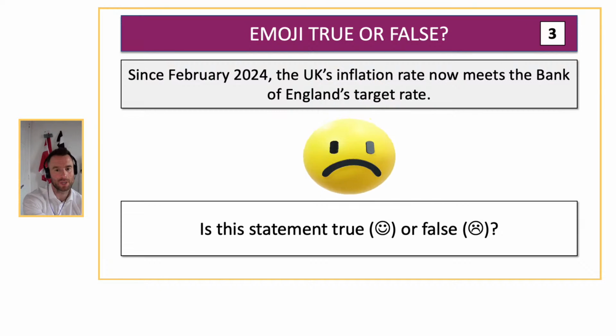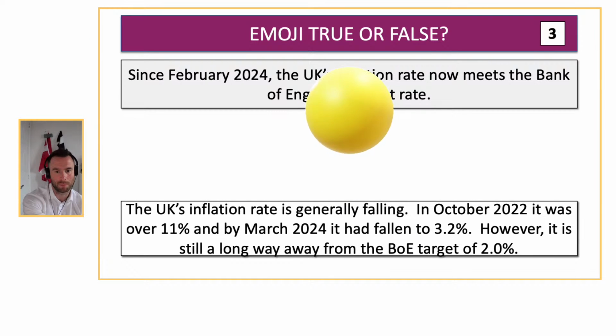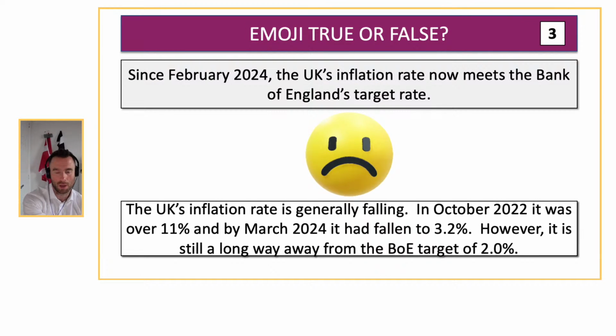Okay, so yes, well done. 100% success rate there. The inflation rate is falling. In October 2022, it was over 11%, but by March it had fallen to 3.2%. So it's still a long way off its target. We're almost at plus or minus, but we are still off target.